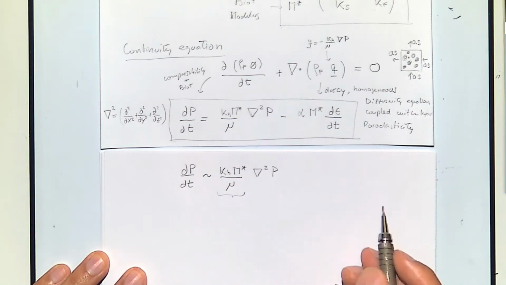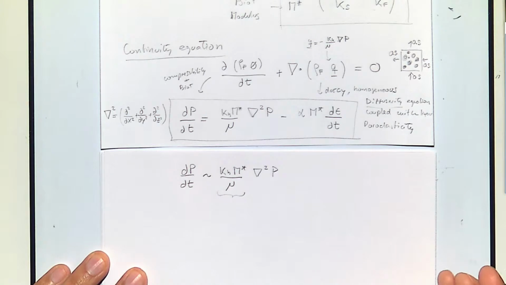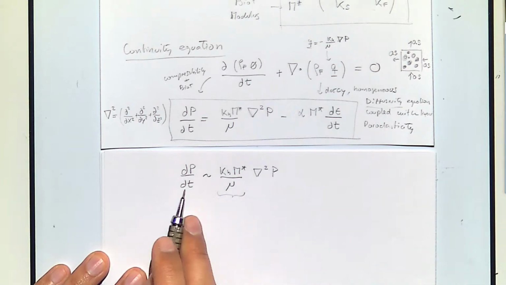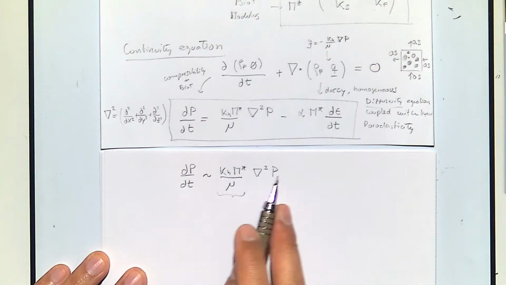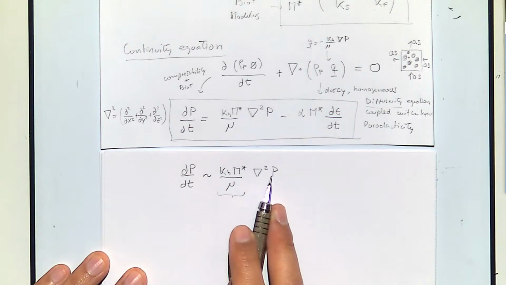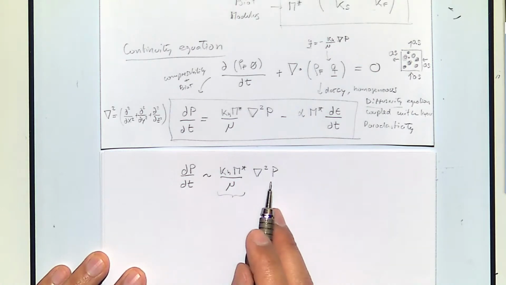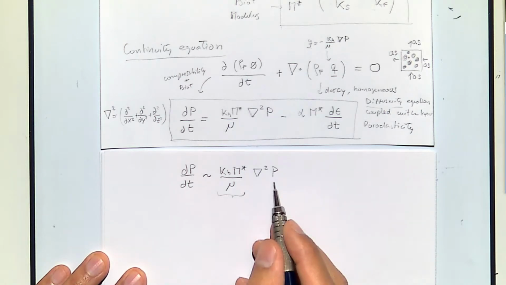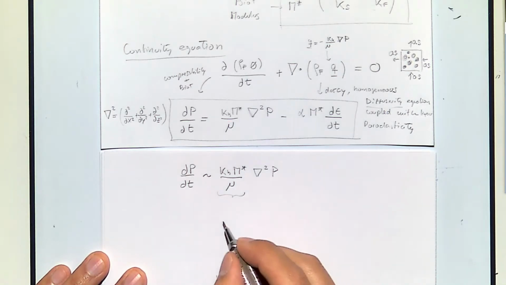Well, I think I told you. It's a diffusivity equation. So this is just a diffusion equation: variation of pressure as a function of time with a second derivative with respect to space. And if this is a diffusion equation, that means that this thing over here, we can think of as a diffusion parameter. It's the pore pressure diffusion parameter.